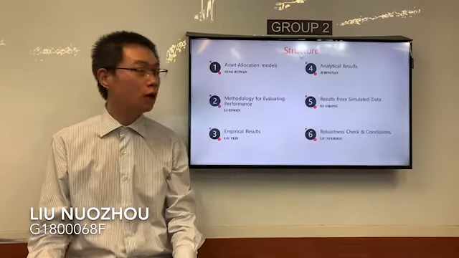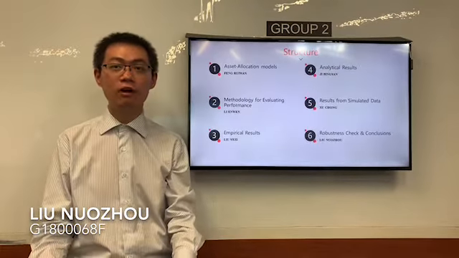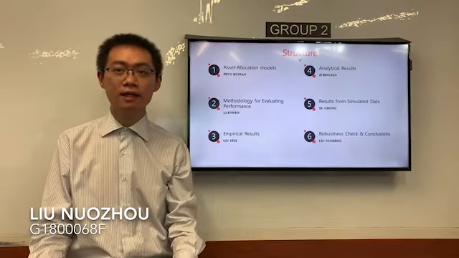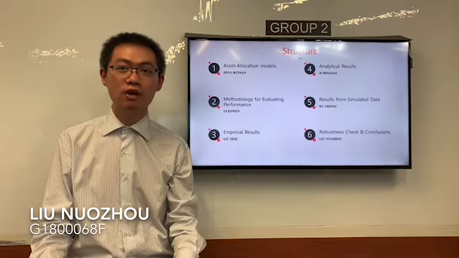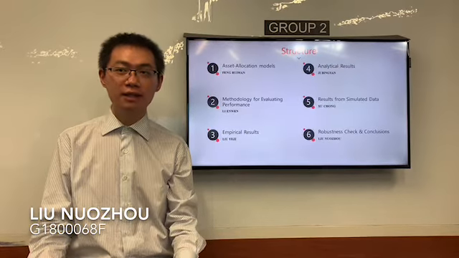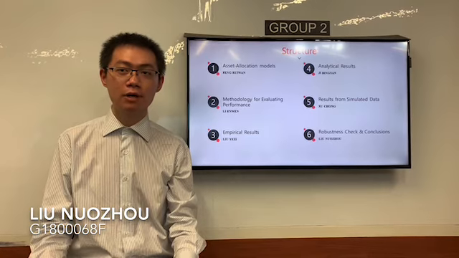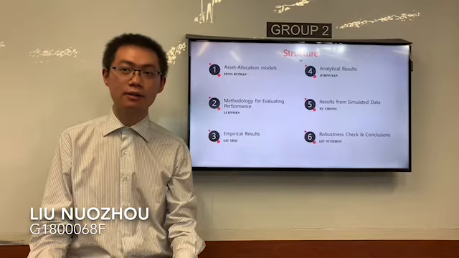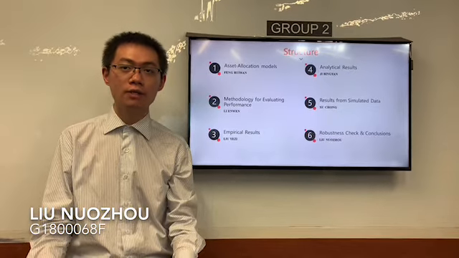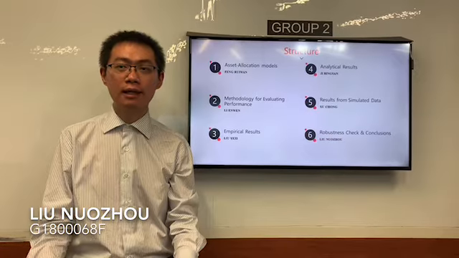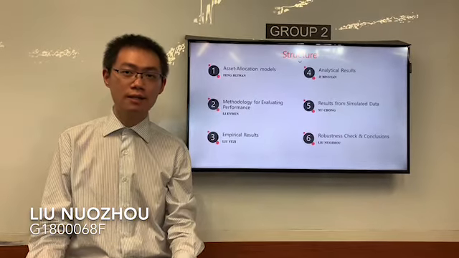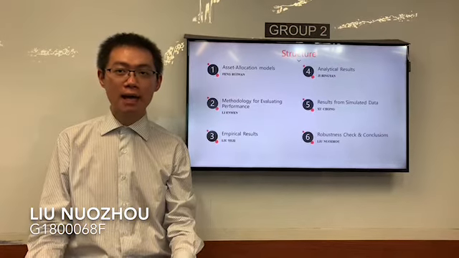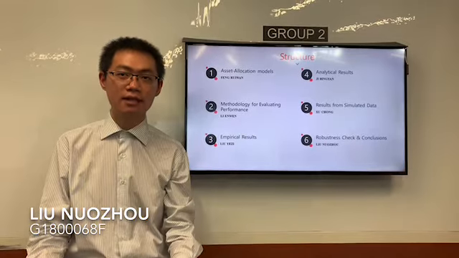The structure of our presentation today is that, at first, Feng Ruiwan will introduce these different asset allocation models. Then Enwen will illustrate the methodology for evaluating performance. After that, Liu Yezi will demonstrate the empirical results, and next, Bingyan will explain the analytical results. Then Chong will show the results from simulated data, and at last, Liu Nuozhou will present the robustness check and conclusions. Now, let me pass the time to Feng Ruiwan to take a closer look at these models.